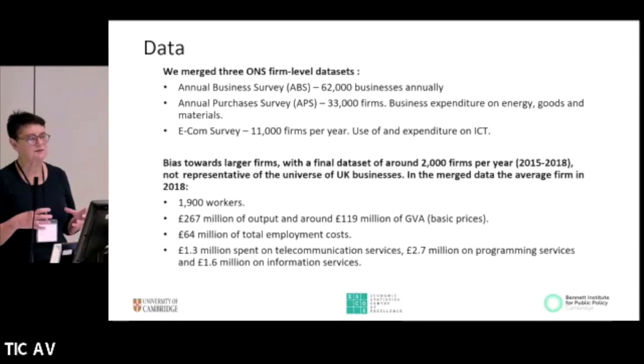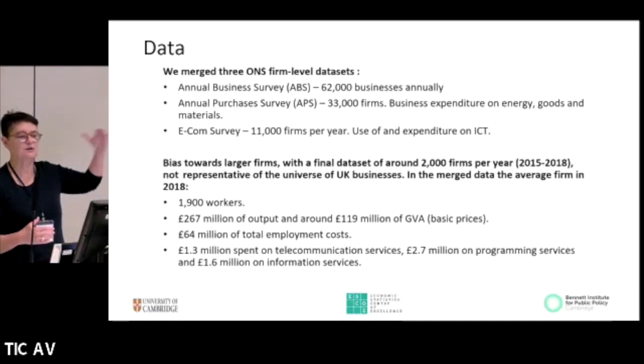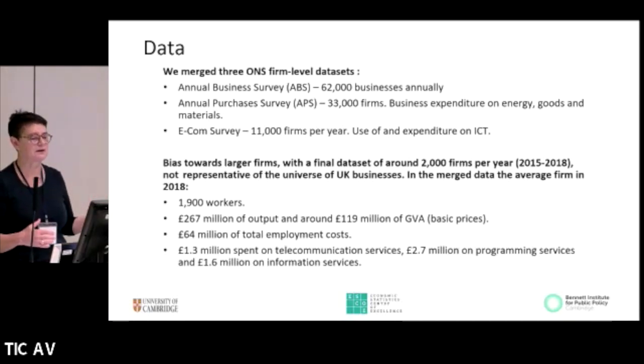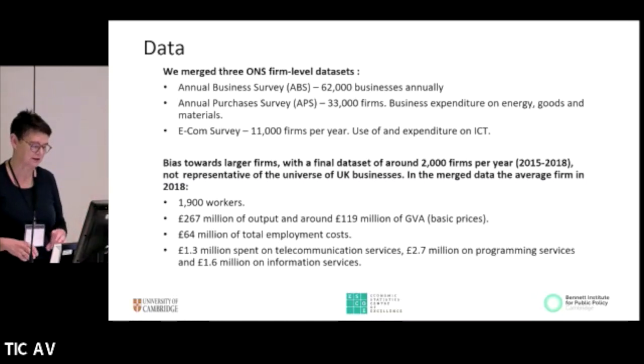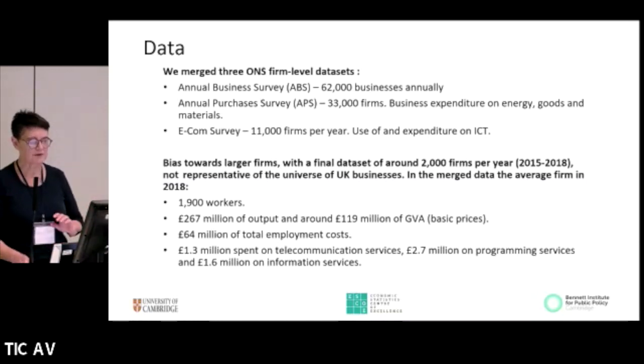Merging these gives us a bias towards larger firms. And we end up coming down from the 62,000 to the 11,000 to around 2,000 firms a year. So it's absolutely not representative. And you can see from the figures here that the average firm in the data set is very, very much larger than the average firm in the UK population of businesses. And we also had to exclude a few outliers.